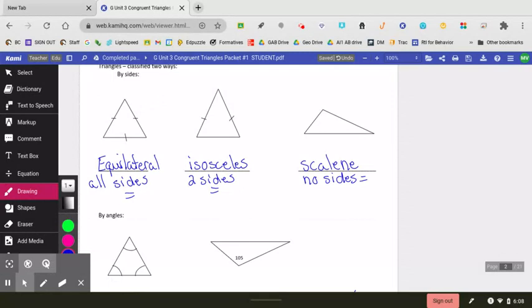Okay, so our first triangle here is equilateral, and that's because all sides are equal. Second one is isosceles, because 2 sides are equal. Third one is scalene. None of the sides are equal.